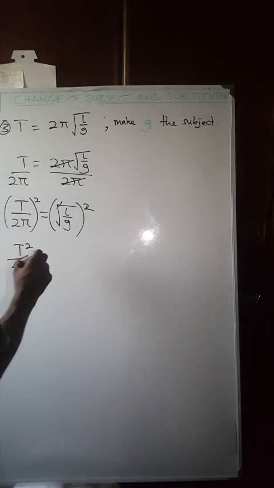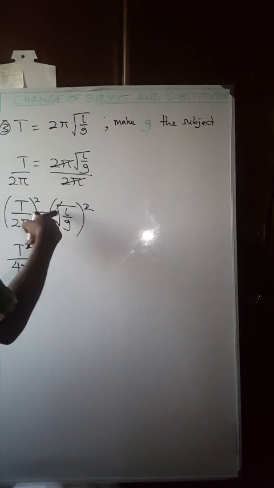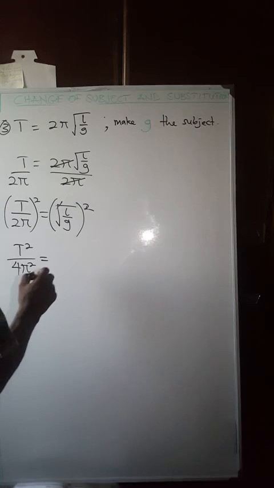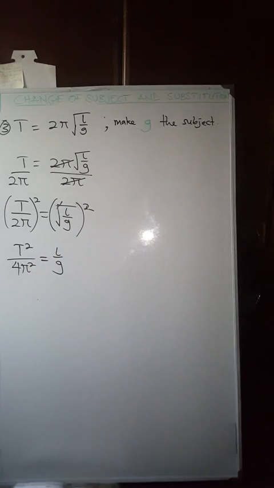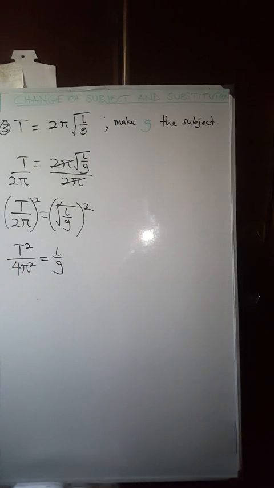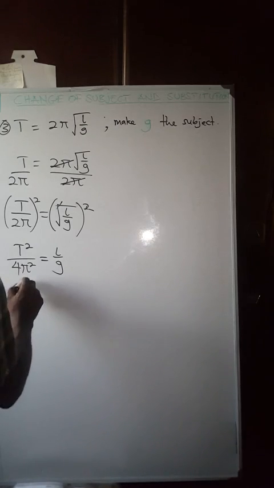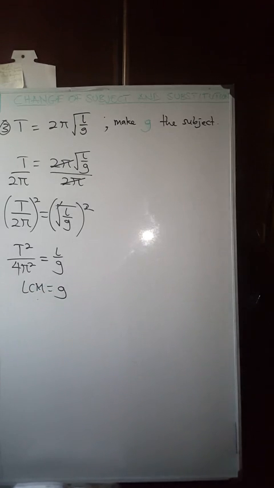Okay, then remember the square has removed the square root, so now we have L out of G. Okay, so that's what we have now. Now we want G, not L out of G. So we multiply both sides by the LCM, G. So now the LCM I have here is what? G. Okay.